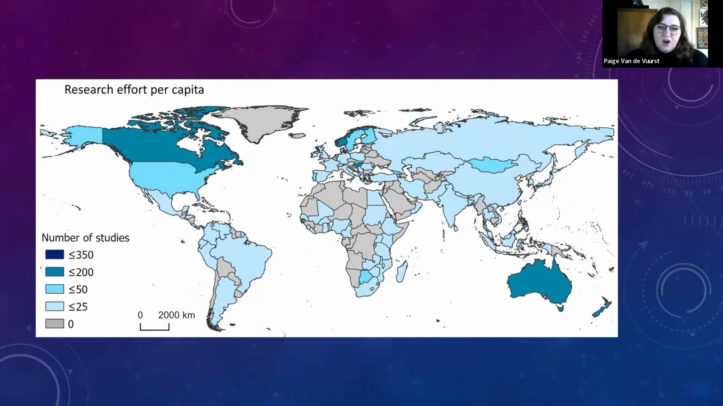And what we identified here was that there was a really interesting latitudinal and socioeconomic trend where countries that are further away from the equator, countries that are a little bit more well-developed, and countries with temperate climates had higher research effort per capita. So you can see those darker countries on this map, such as Canada, Finland, and Australia, have more research devoted to them than other locations.